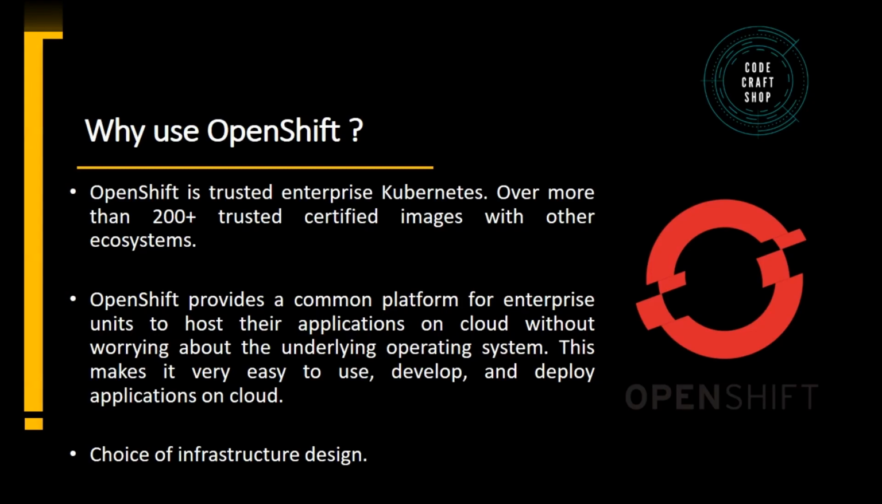And another point is that it provides a choice of infrastructure design. Means OpenShift has a variety of products which can be installed on your laptop, on your cloud, on your public network, or on a dedicated physical machine. So these are all different products available in OpenShift.